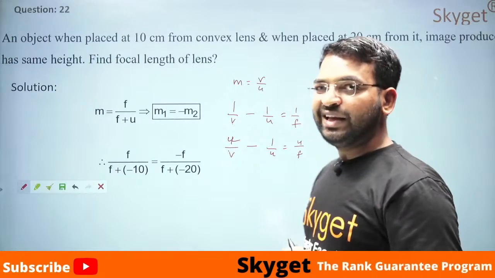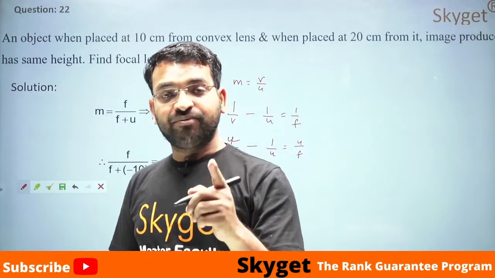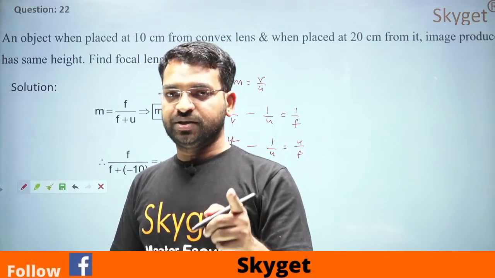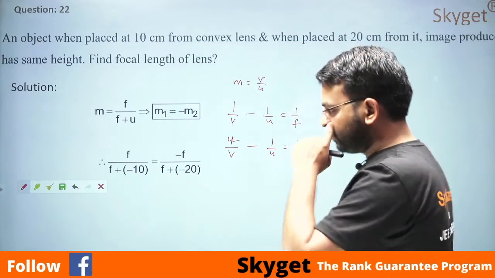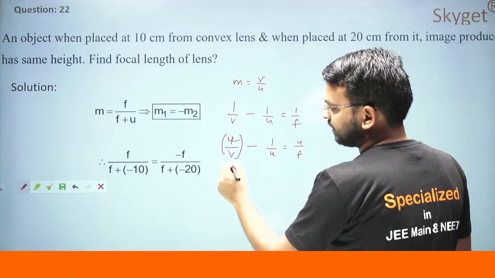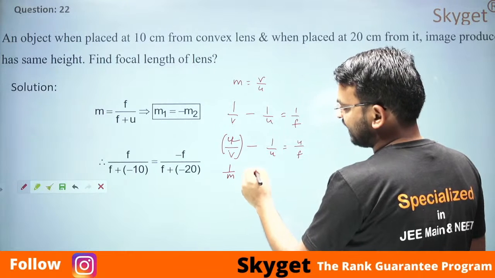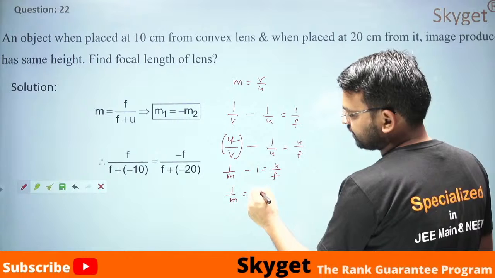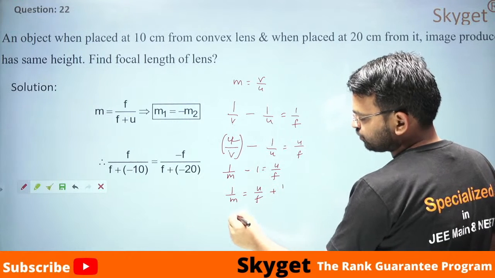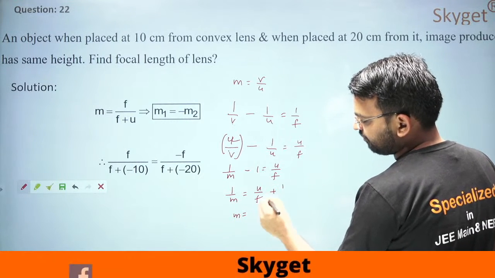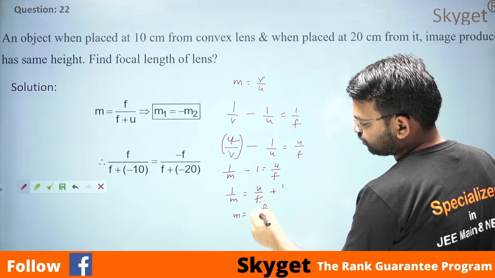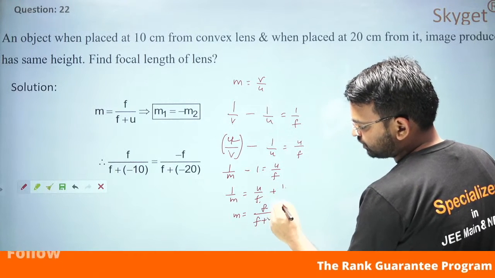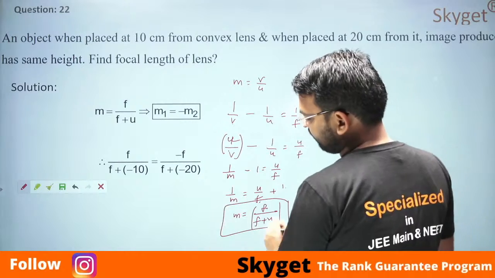Why am I eliminating the V? Try to understand. Because I have the U distance, I don't have the V distance. So I have to eliminate the V from the equation. So this is going to be nothing but 1 over M minus 1 equal to U over F. Now 1 over M can be written as U over F plus 1. So M can be written as F plus U divided by F, so it's going to be F over F plus U. This is the relation which you have for magnification.